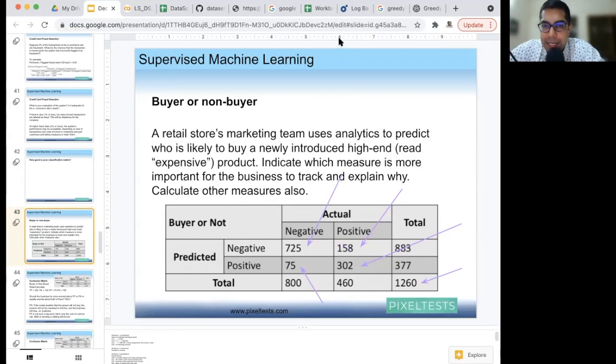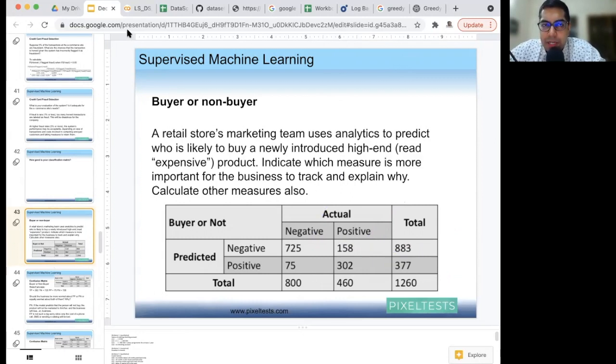Are you guys clear about the intuition for this table? If you're clear about this, type B. B means buyer. Just a table. Okay, fair enough.